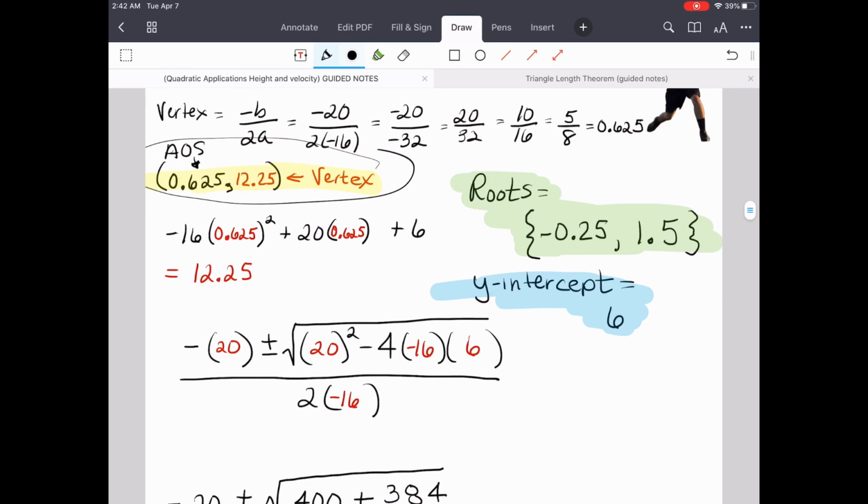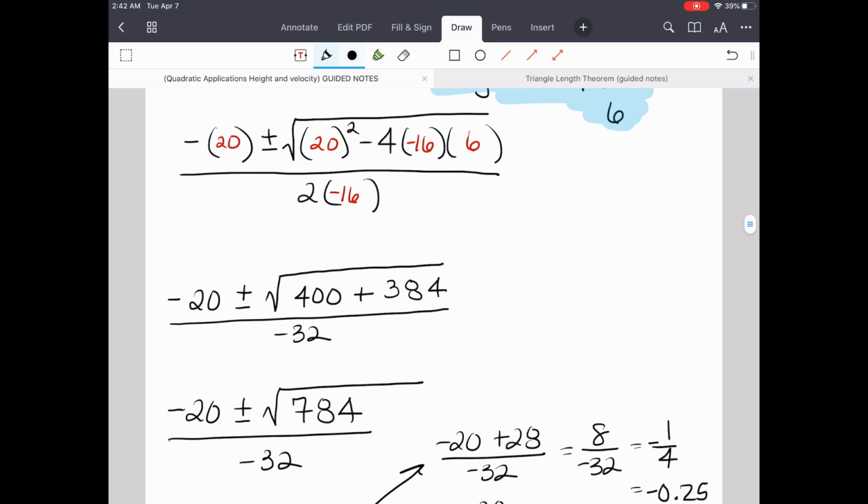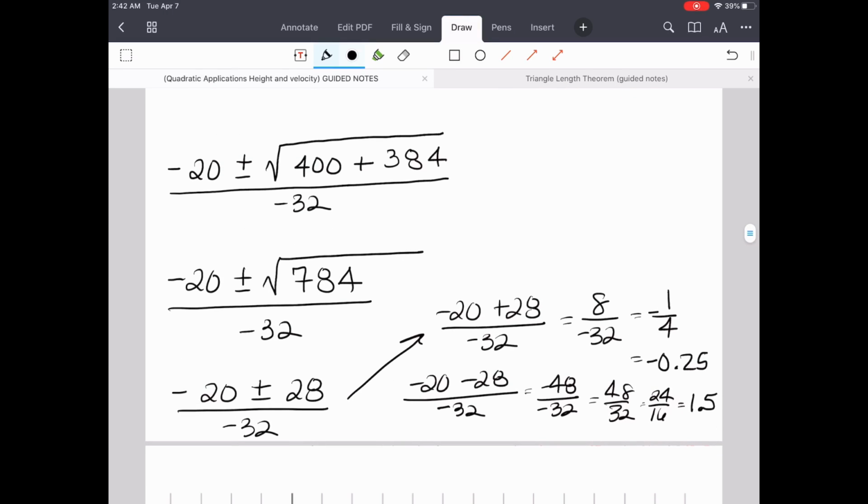So you probably don't want to move on if you don't have those numbers, and you might want to look at your arithmetic. This one, I didn't really have to use a calculator too much because that was a perfect square. That's a perfect square of 28. 28 times 28 is 784. And so that gave me rational roots. They didn't come out irrational. I didn't have to round anything in terms of the roots.